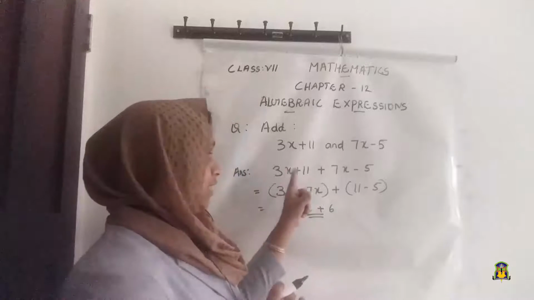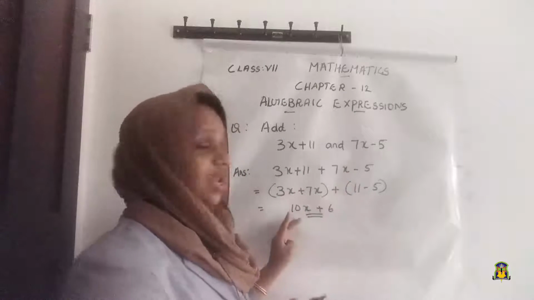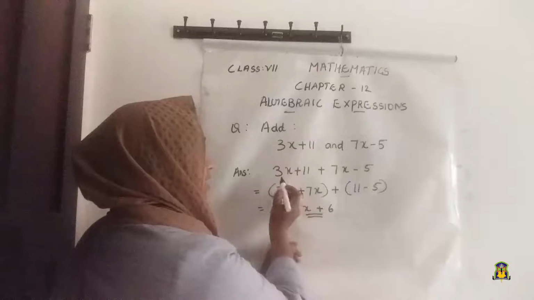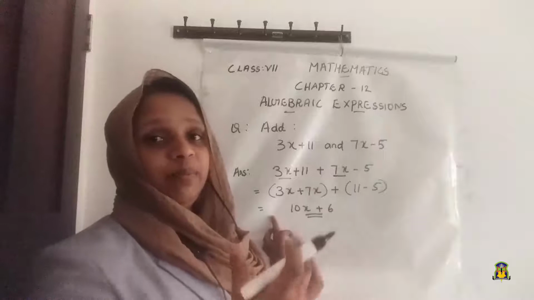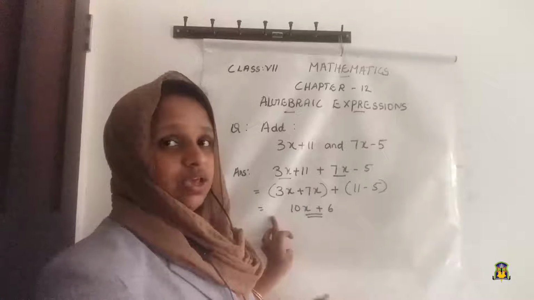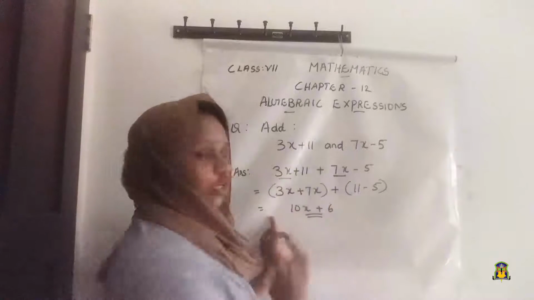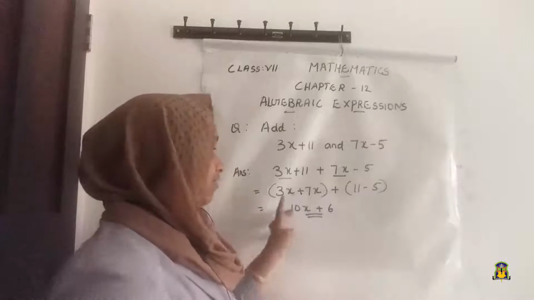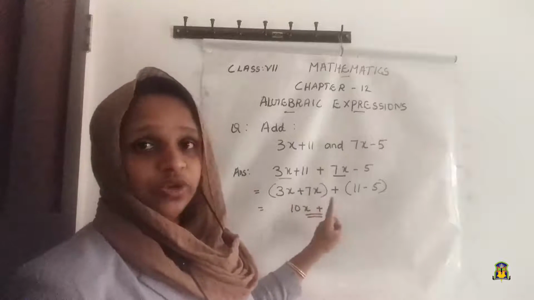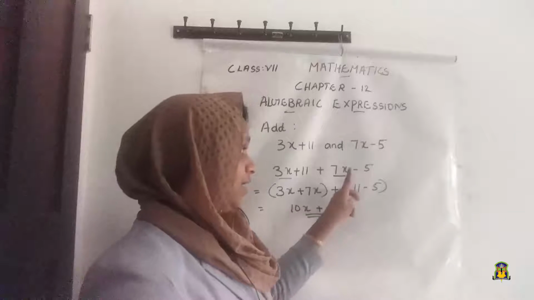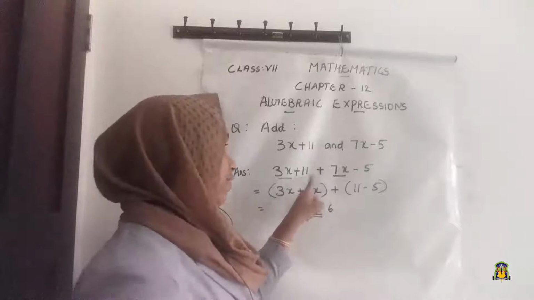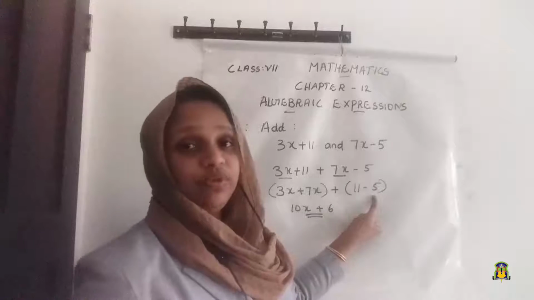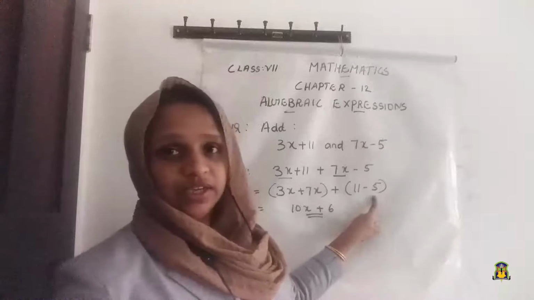So here you see, first we can combine the like terms. That means here it is 3x, here 7x. So we can combine those two terms and enclose them in a bracket. So here 3x plus 7x, so here we want to add. And next, the constant terms. What are the constant terms here? 11 and minus 5. That we enclose in another bracket.